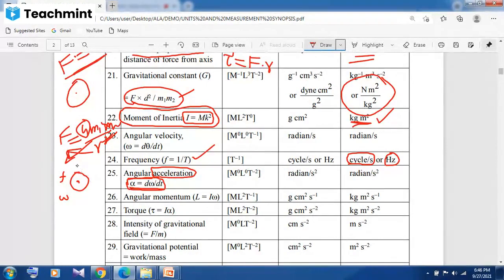So here, directly in straight line motion, what do we say? We say v. In circular motion, what do we say? We say omega. So angular word will add up. So d omega by dt is equal to what? Angular acceleration alpha. So radian per second square is the unit of that.